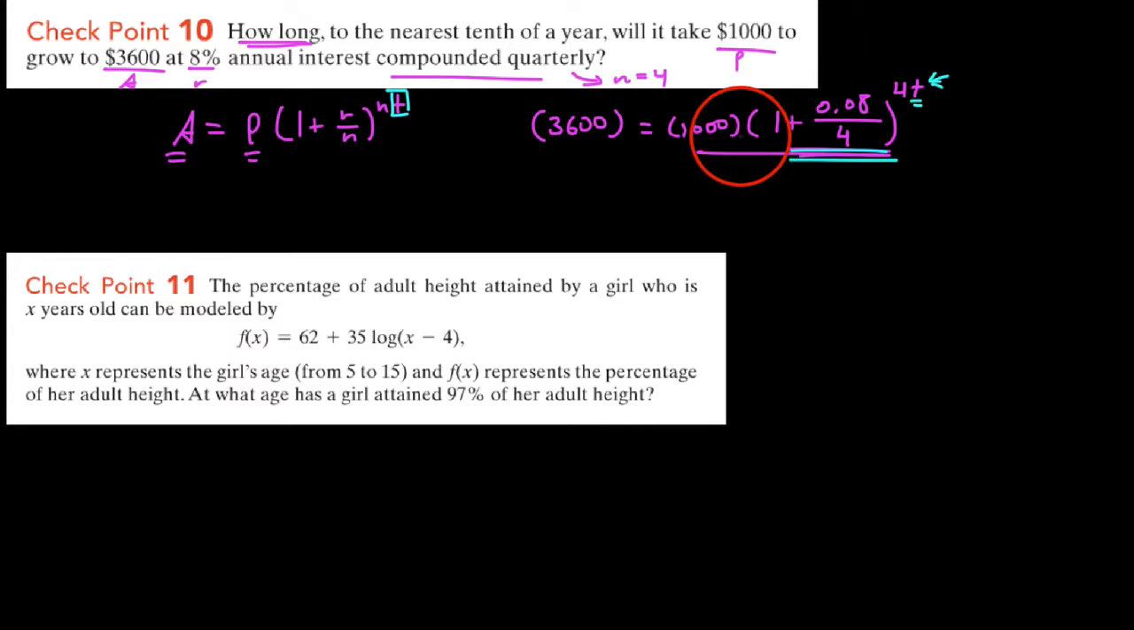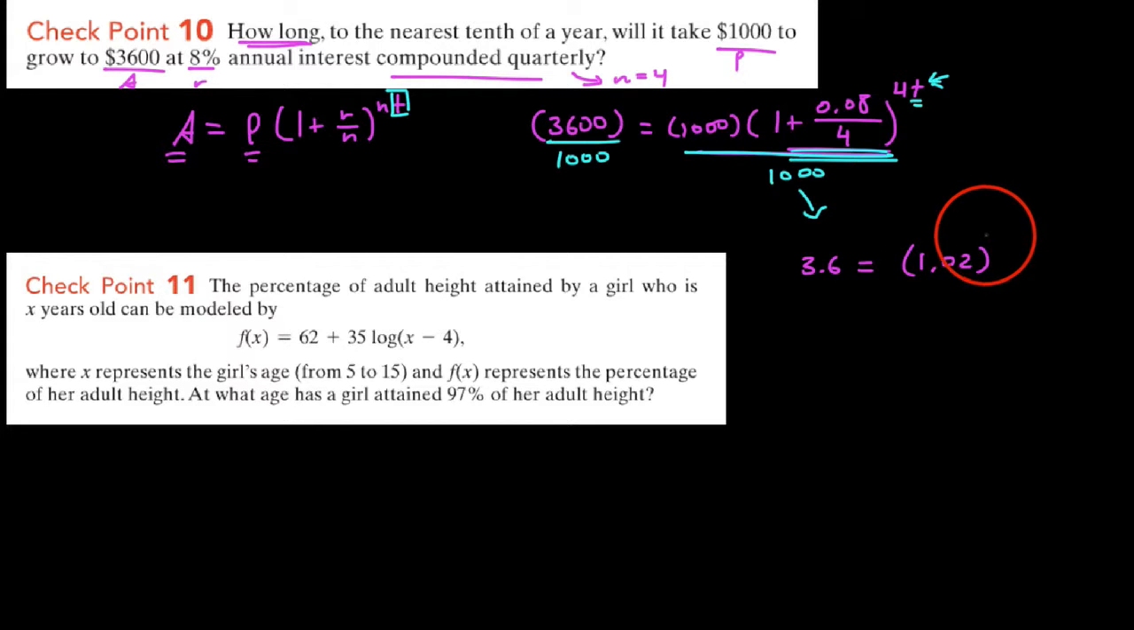So the first thing we're going to do is divide both sides by 1,000. Dividing by 1,000, we get 3.6 on the left. On the right side, we get 1 plus 0.08 divided by 4, which, if you put it into a calculator, is 1.02, and this is to the 4t. But the idea here is this.